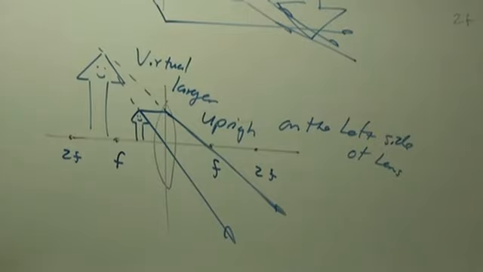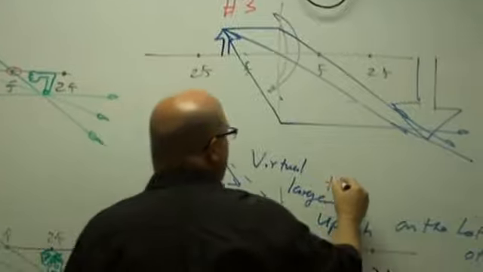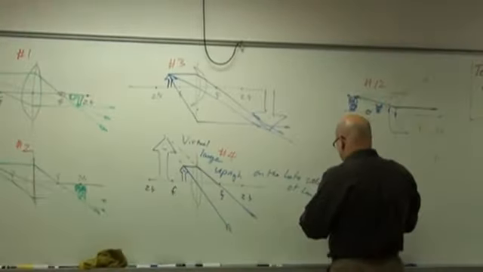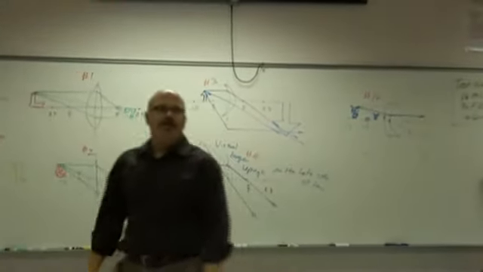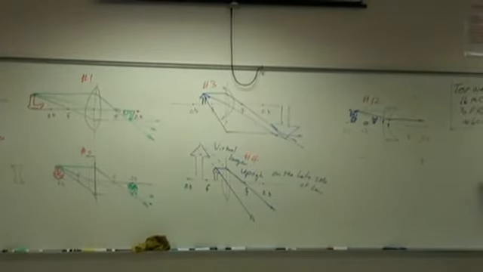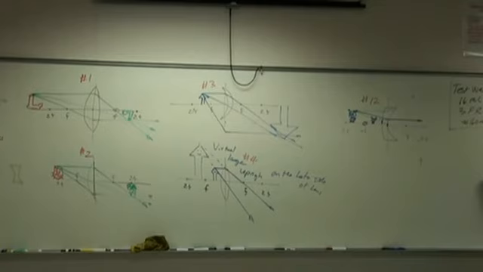Okay, let me label these. I forgot to label them. If this is lens number 1, lens number 2, lens number 3, and lens number 4. Okay, which one of these is your eyeball? Your eyeball inverts it, so it's got to be 1, 2, or 3.